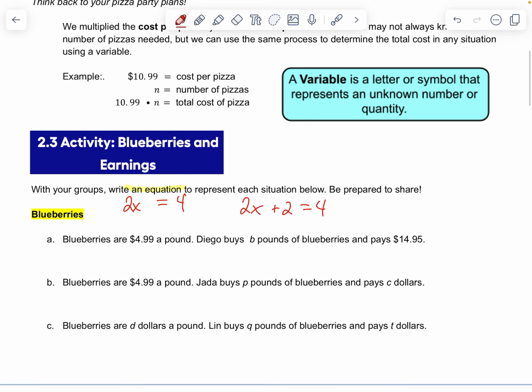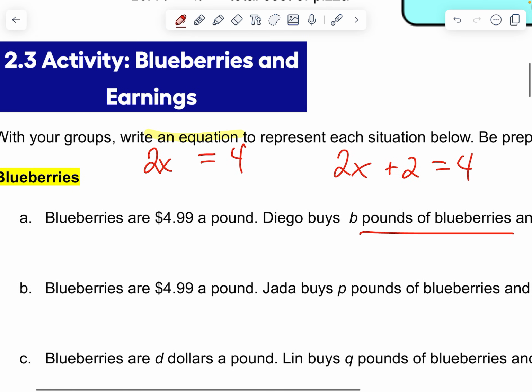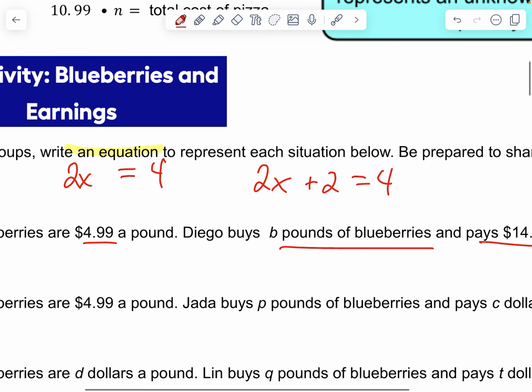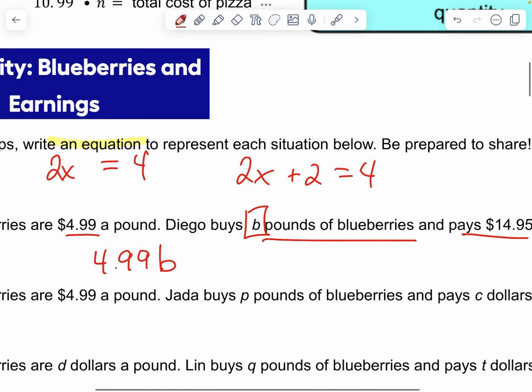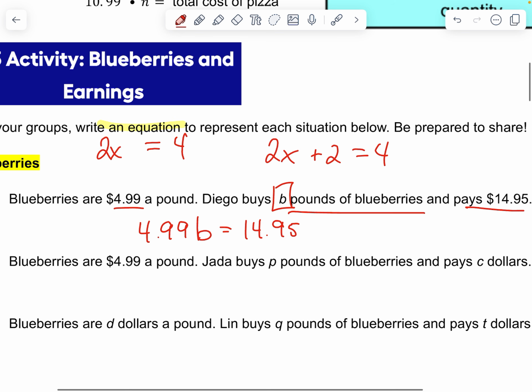Okay, so blueberries are $4.99 a pound. Diego buys B pounds of blueberries and pays $14.95. All right, well, we know that they're $4.99 a pound, and he buys B pounds, so it's going to be $4.99B, and the total is going to equal $14.95. So that was the equation for the first one.